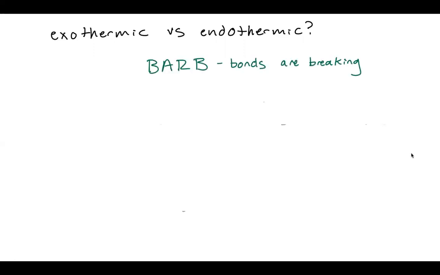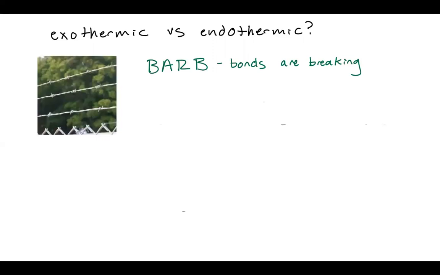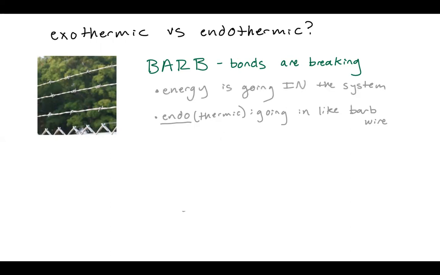So I'm going to give you a little mnemonic to help you. BARB, bonds are breaking, right? If you do BARB, that kind of spells out bonds are breaking. So let's think of barbed wire. When you think of barbed wire, that's something that can go in, right? If you try and hop a barbed wire fence, you're probably going to get some scratches or have some barbed wire poking into you. When you think of the word endo, you can think about it going in, right? Endo, it's going in. So an endothermic reaction is when bonds are breaking and the enthalpy is going in, okay?